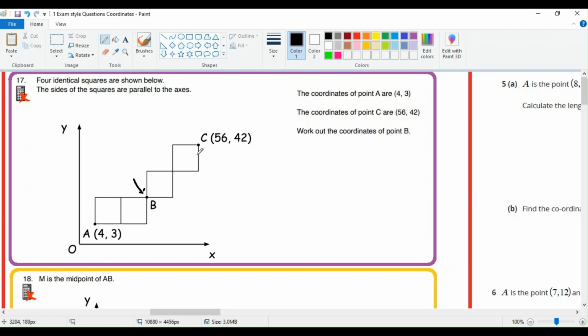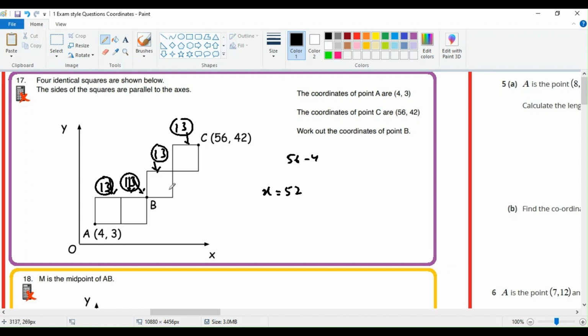When we see 4 has become 56, that means 56 minus 4 is going to give us 52. That means the x coordinate has moved 52, and 52 has one box, two boxes, third box, and fourth box. That means 52 divided by 4 is going to give us 13. So each box length is 13. This is the length of one box and two boxes. This is 13, this is also 13, and this is also 13. So altogether this has moved 52.